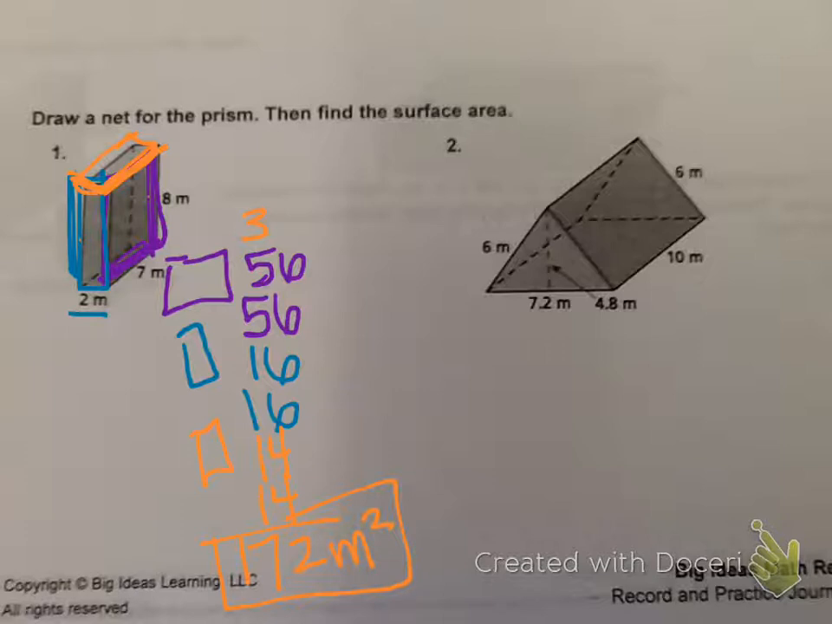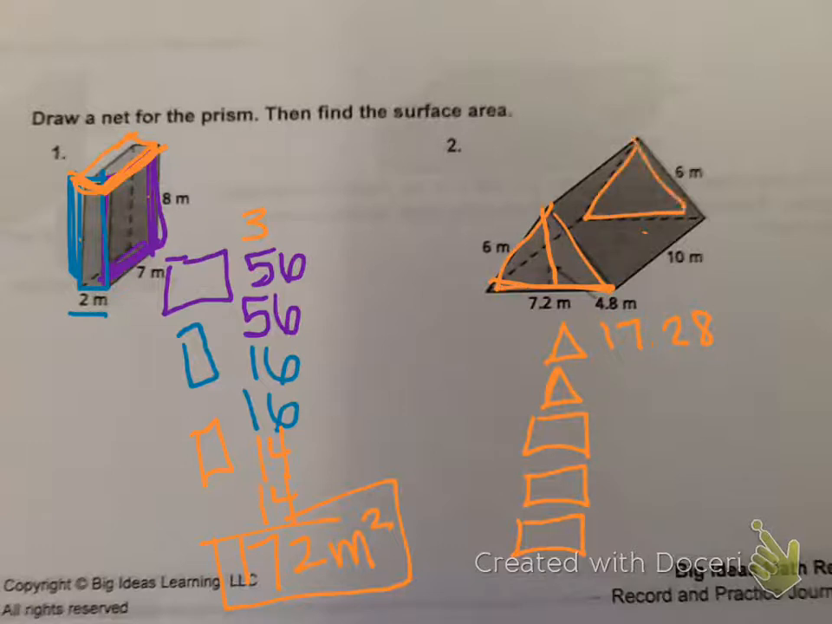Number 2, I have a triangular prism. So here I have 2 triangles and 3 rectangles, side, side, and bottom. I'm going to list all of my shapes to make sure I've got them all. And you'll remember to find the area of a triangle, we're going to do base, which is 7.2, times height, which is 4.8, divided by 2, and I get 17.28. Now my front triangle is the exact same as my back triangle.